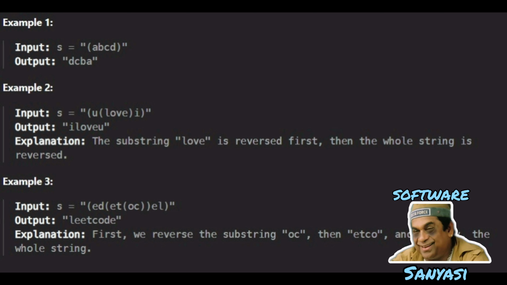Example 3. Input S equals (ed(et(oc))el), output LeetCode. Explanation: first, we reverse the substring oc, then etco, and finally, the whole string.